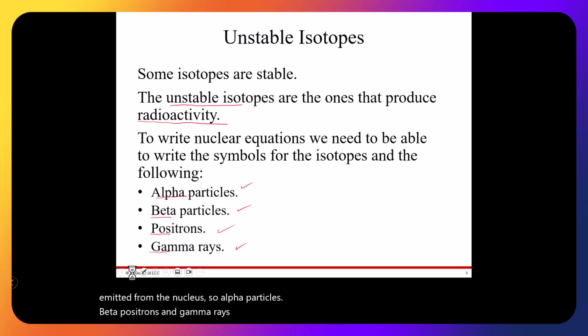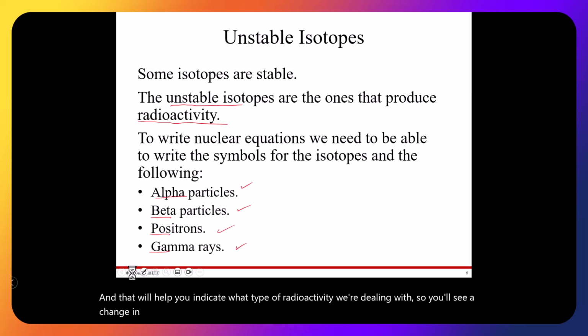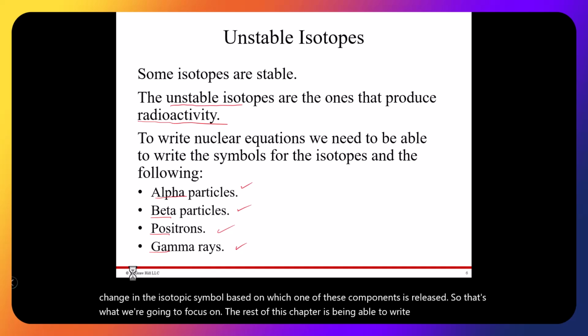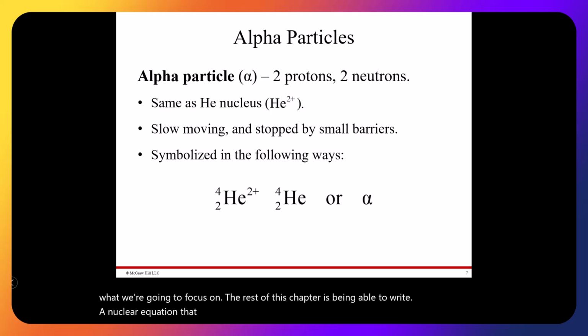Each one of these is going to have its signature, and that will help you indicate what type of radioactivity we're dealing with. So you'll see a change in the isotopic symbol based on which one of these components is released. That's what we're going to focus on the rest of this chapter: being able to write a nuclear equation that represents an alpha decay, a beta particle, a positron, or a gamma ray.